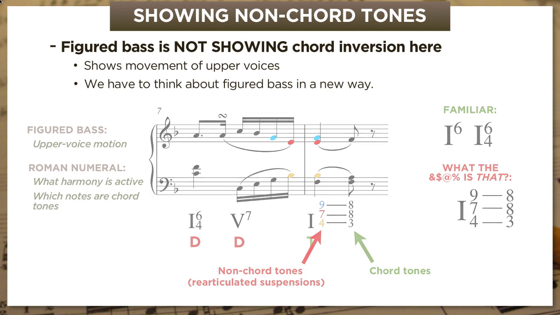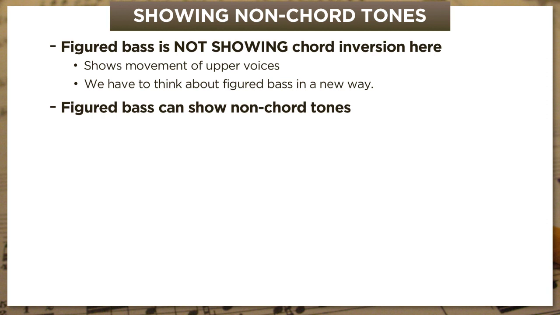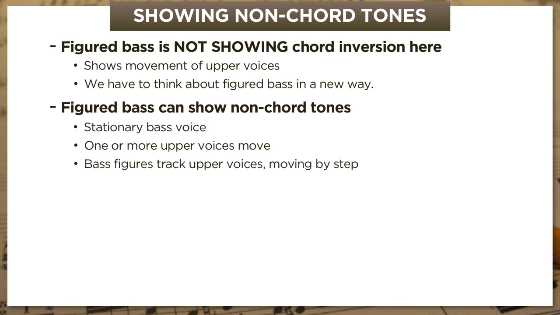So what have we learned here? Figured bass can be used to show non-chord tones. When this happens, you'll have a stationary bass voice. The bass is just going to hold a single note while one or more upper voices move. And it's the job of the bass figures to track those upper voices, which will typically move by step. Though it's up to us to infer which notes are chordal and which ones aren't, using the Roman numeral as our guide. The Roman numeral tells us which notes are, in fact, the chord tones.